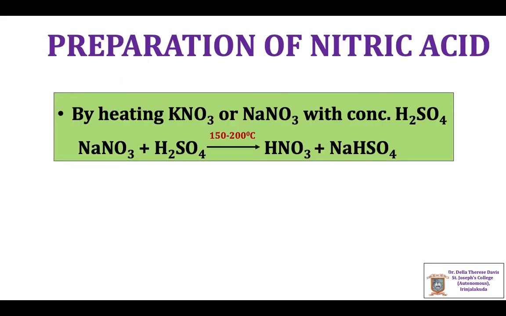In the laboratory, nitric acid is prepared by heating sodium nitrate or potassium nitrate with concentrated sulfuric acid. The equation is NaNO3 plus H2SO4 gives HNO3 plus NaHSO4.